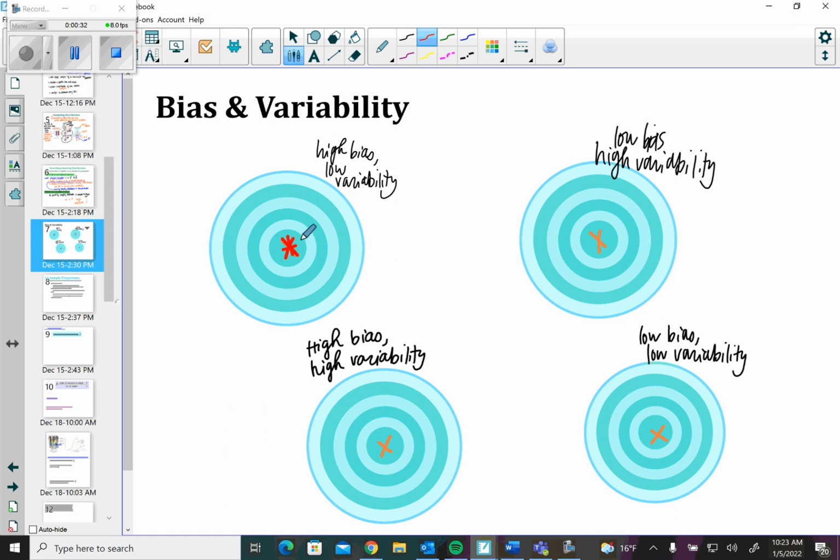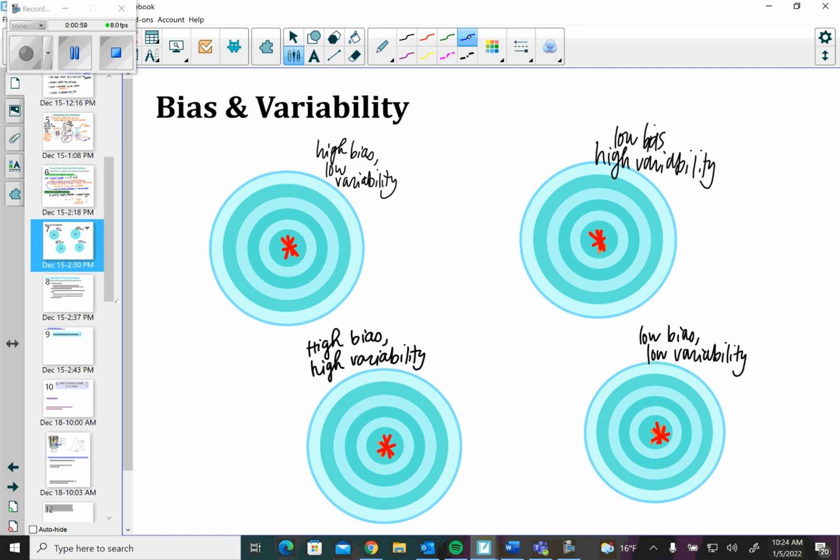This is the ultimate goal. And so what would it look like for my shots to have high bias and low variability, or low bias and low variability? Well, let's talk about it. To be extremely biased means to be on one side, over either an overestimate or an underestimate. But for the most part, to be biased means just one-sided.